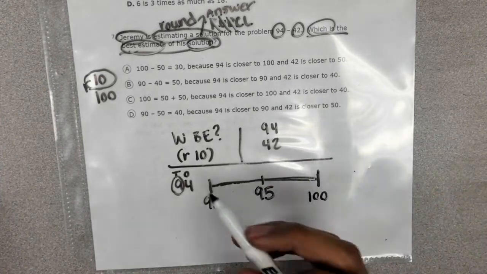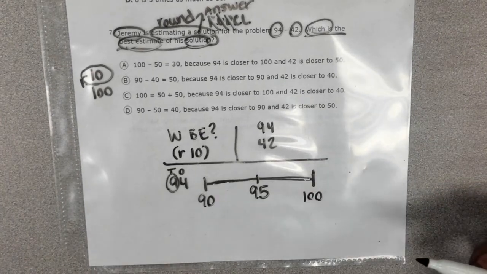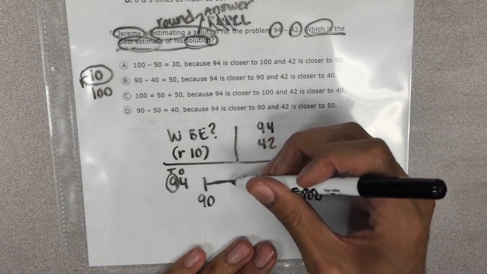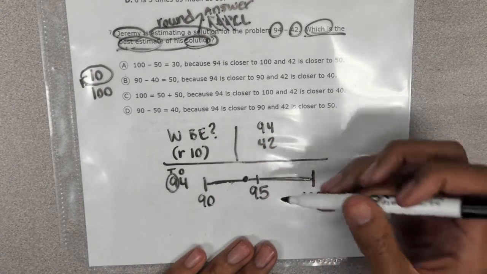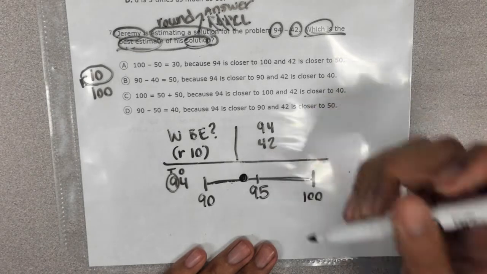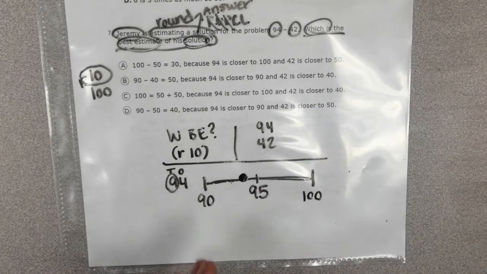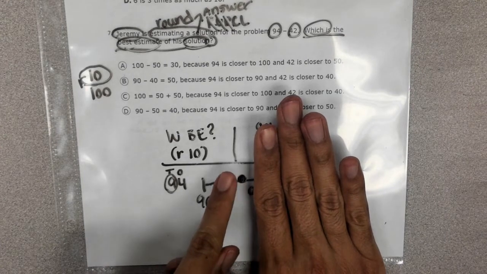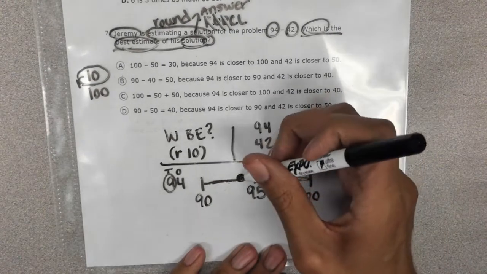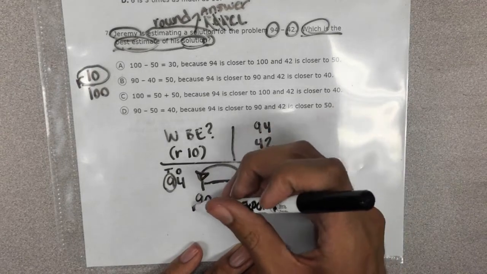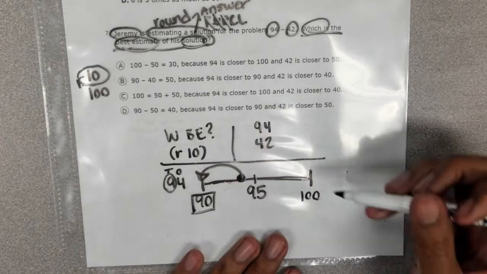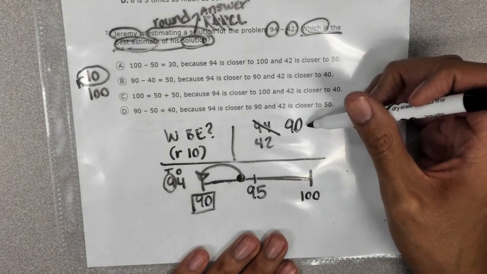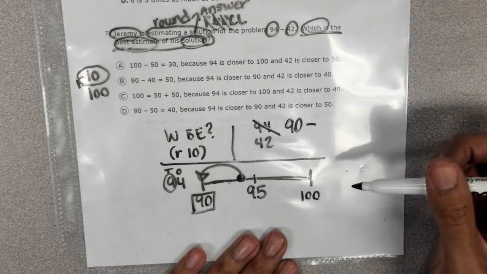And I need to think about where 94 would go on my number line. Well, it would go before 95 because it's 90, 91, 92, 93, 94, and then 95. So here's 94. There's my dot. And since it's on this side of my midpoint, that means my number is closer to 90. So I need to hop to the 90. 94 rounds to 90. So I'm going to cross out the 94 and change it to 90, because now it's 90 take away whatever this number is going to be.